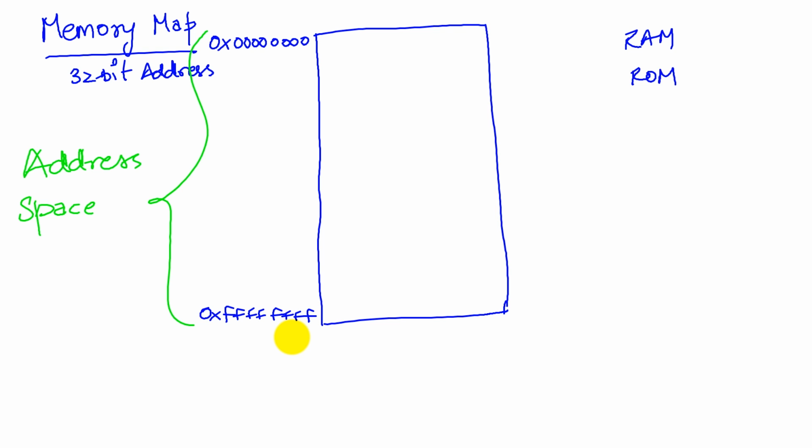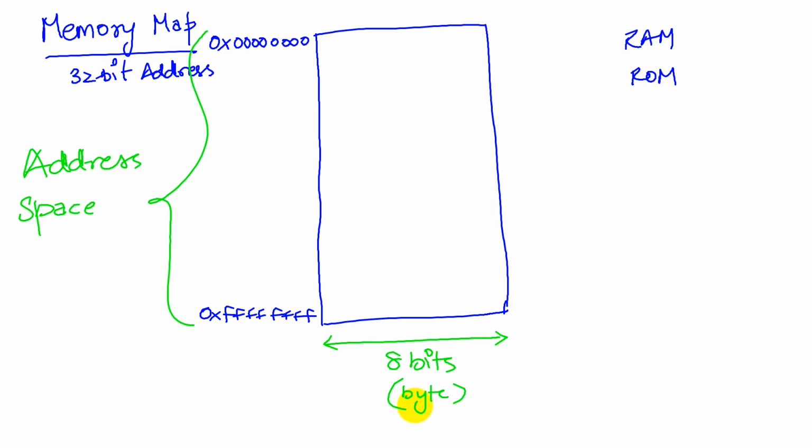Each location is going to hold 8 bits of information. So memory location 0 holds 8 bits of information, and every location holds 8 bits of information, which is 1 byte.